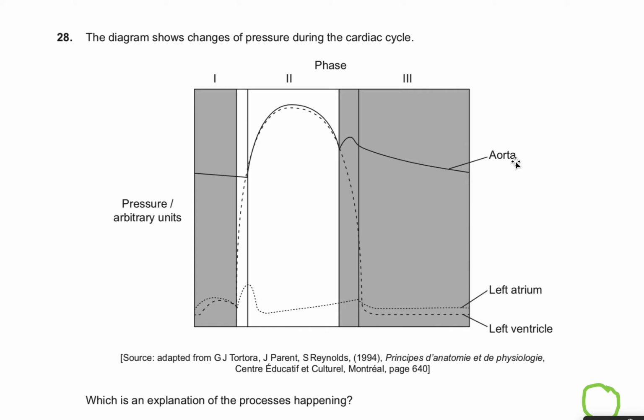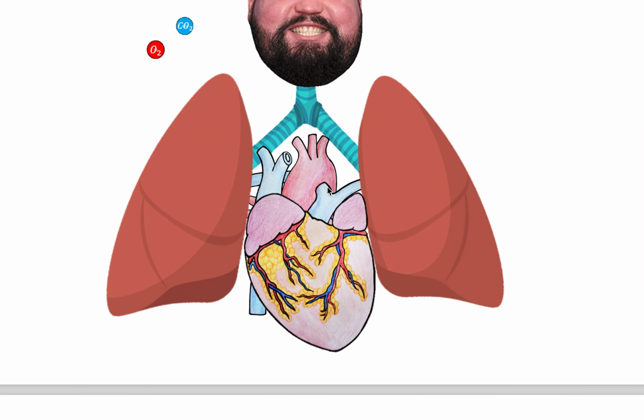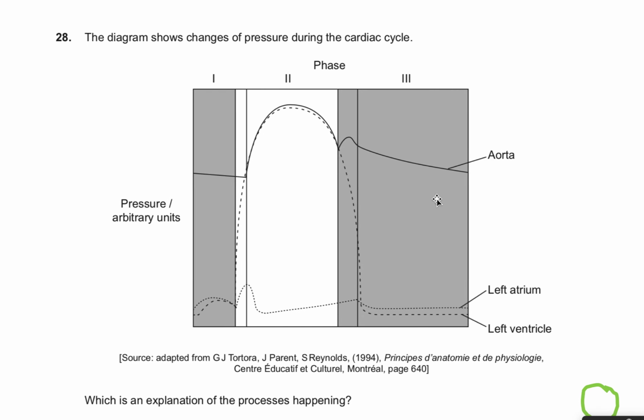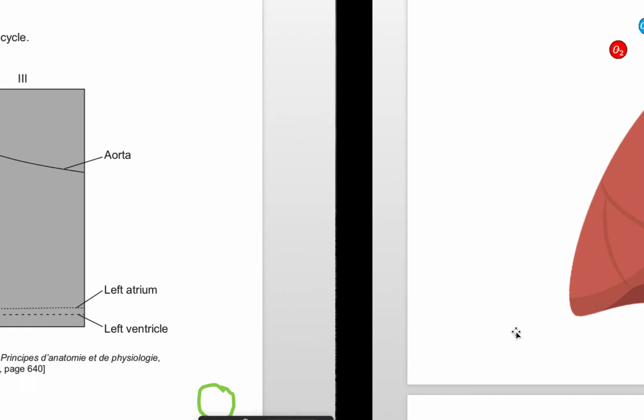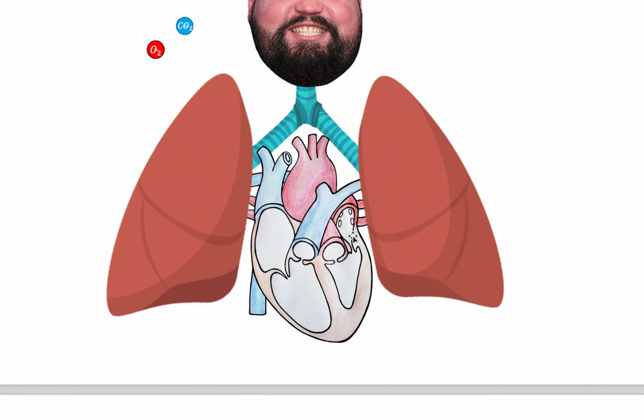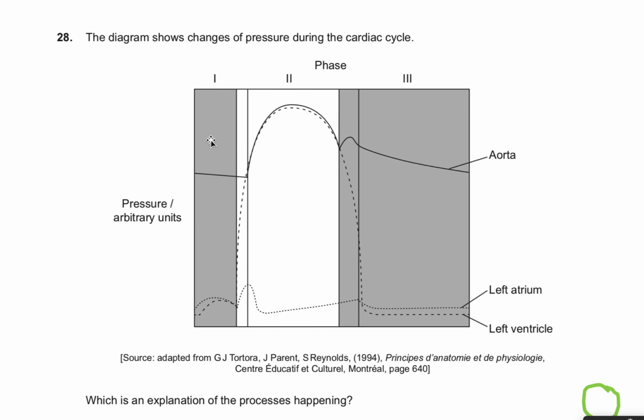You can see they're looking at the aorta, which we know is this big pipe. They're looking at the left atrium and the left ventricle, in this case. So looking at these two, because what's happening in the left atrium and left ventricle is very similar to what's happening in the right atrium and the right ventricle. So whenever you describe anything that's happening in the left atrium and left ventricle, that's pretty much the same thing that's happening on this side. Okay, so as time goes on, in phase 1, we can see the aorta is losing pressure.